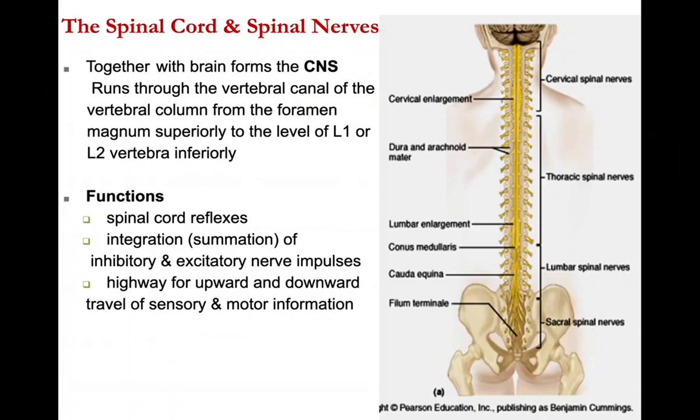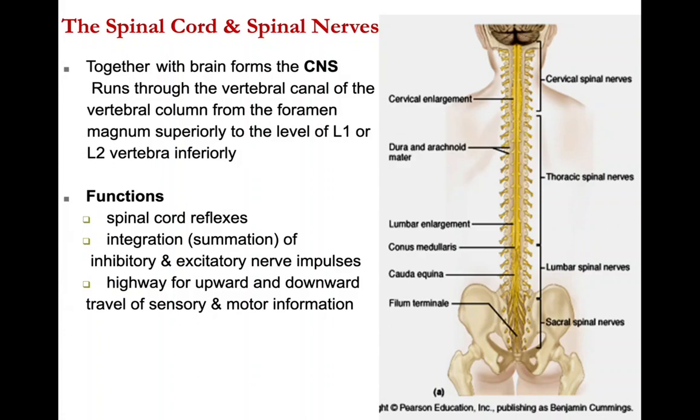So together with the brain, the spinal cord forms the CNS. This is going to go through the vertebral column of the foramen magnum, and it will start at the foramen magnum at the top, and then it goes down to about the level of L1 or L2.